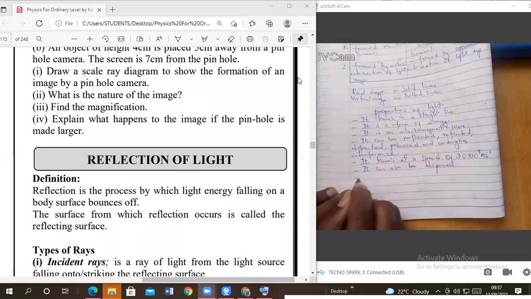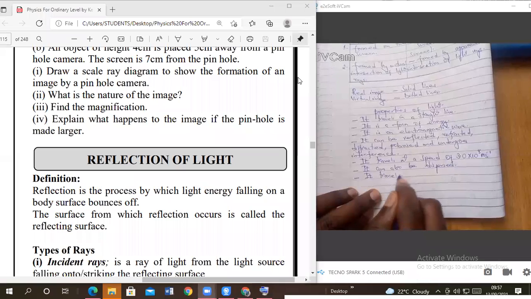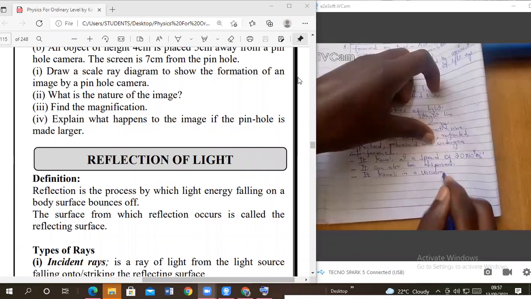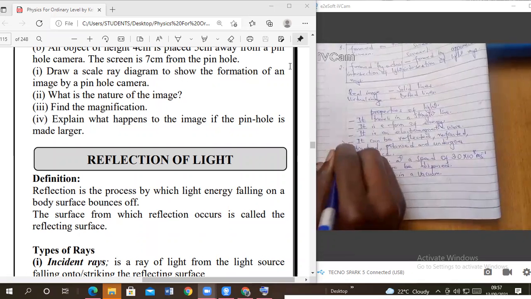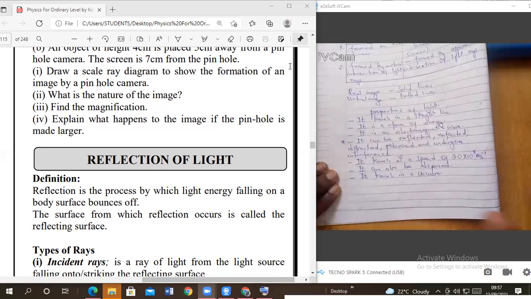Another one: it also travels in a vacuum. Those are the properties of light. Now let's start. I'm going to pick the key ones that we are going to look at in detail. It can be reflected, refracted, diffracted, polarized, and can also go through interference. It can also be dispersed. It can also travel in a vacuum.